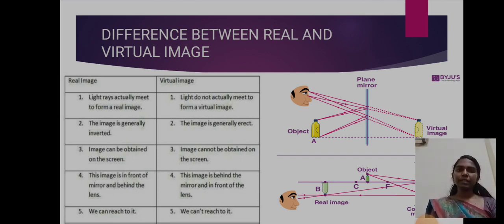And the next point is the image can be obtained on the screen. We can get the image on the screen. Here we cannot get the image on the screen. Then the image is in front of the mirror and behind the lens. Here the image is behind the mirror and in front of the lens. We can reach it. Here we can't reach it. The picture is given here. See.